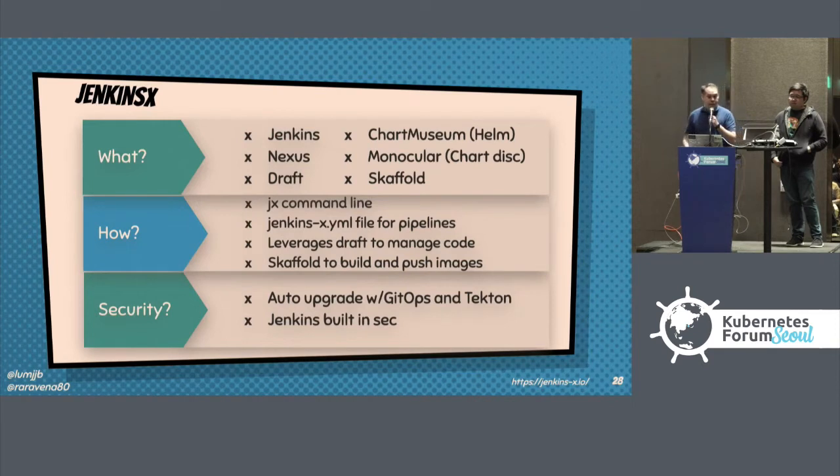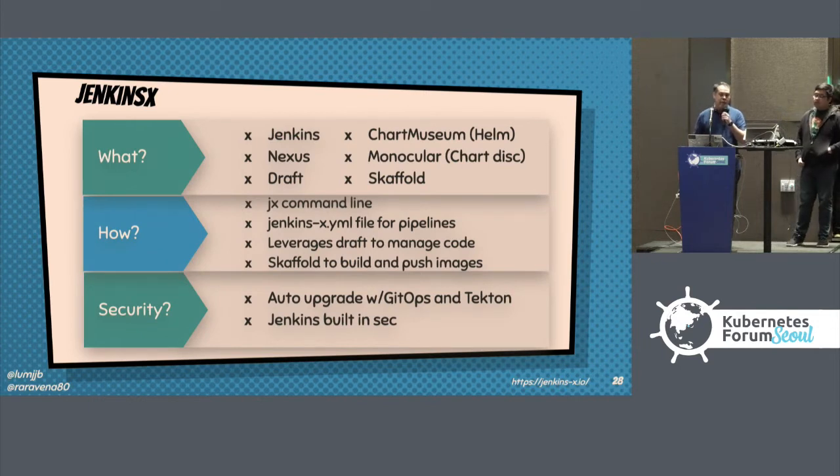Jenkins X is another interesting tool. It's a very complex tool based on the original Jenkins, but it has a lot of other components. For example, it has ChartMuseum to store the Helm charts. It has a way to discover those charts. It uses some of the other tools that I talked about before, like Graph and Scaffold. Graph to manage the source code, and Scaffold to build and push those container images.